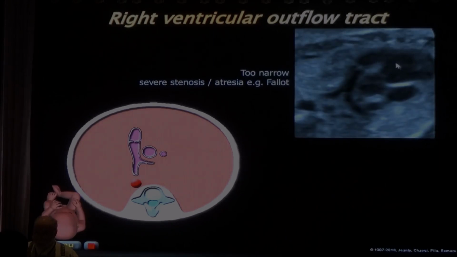We have a pulmonary which is too narrow. You see the aorta is much larger than pulmonary. This is what happens in tetralogy of Fallot or in pulmonary atresia, for instance.